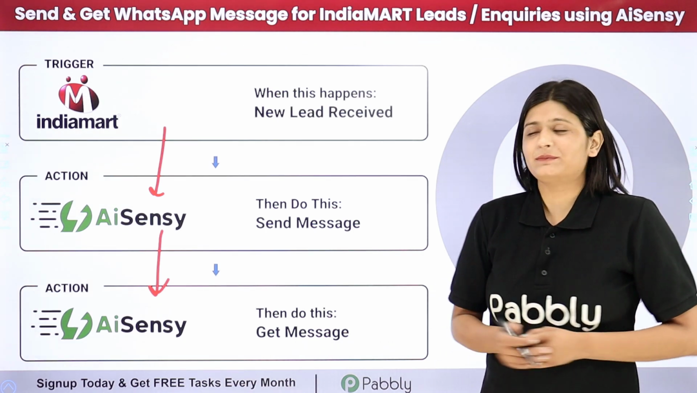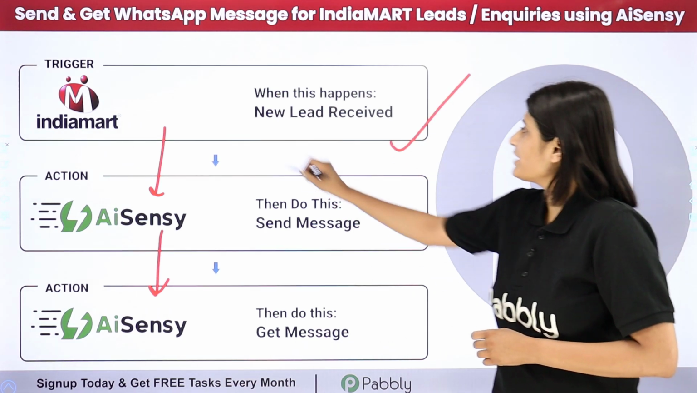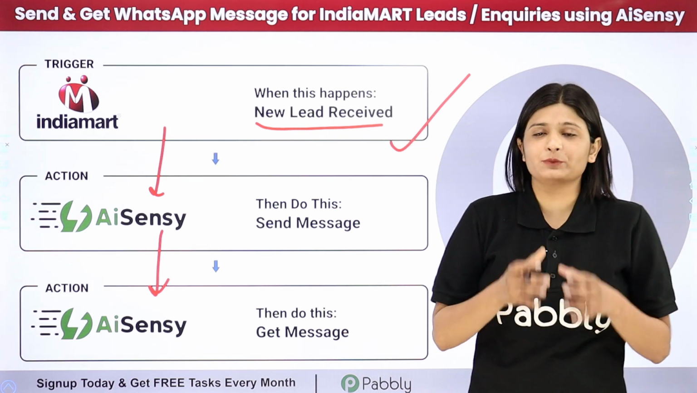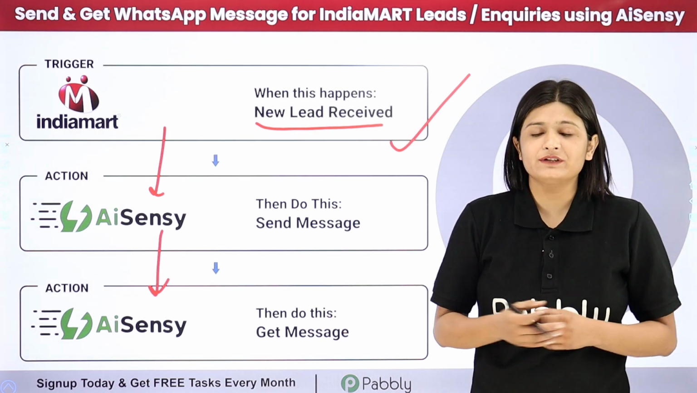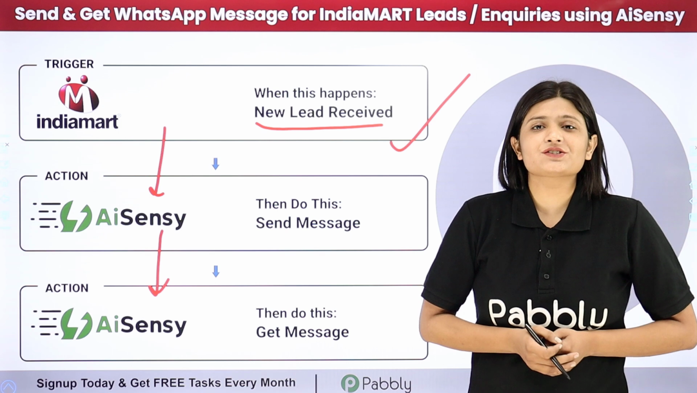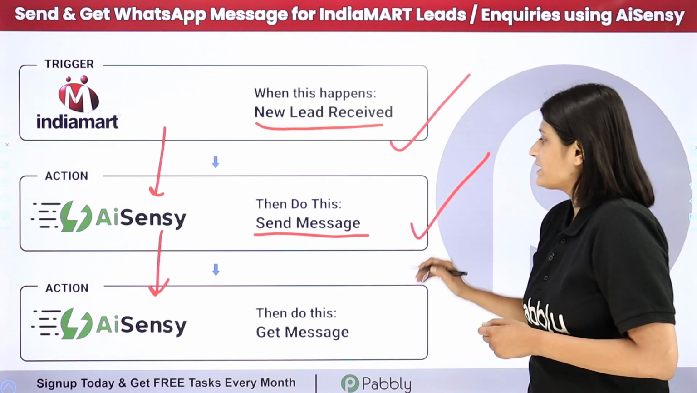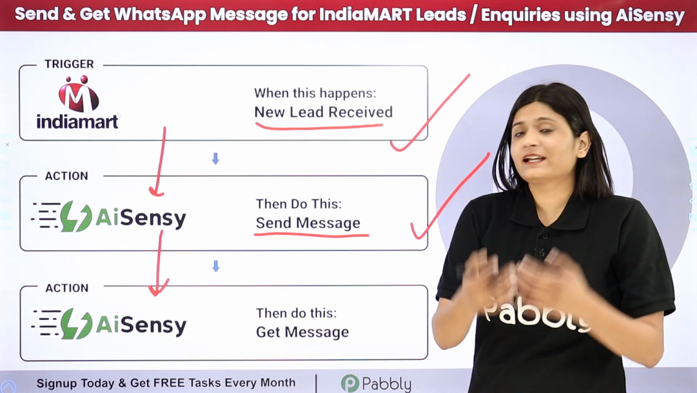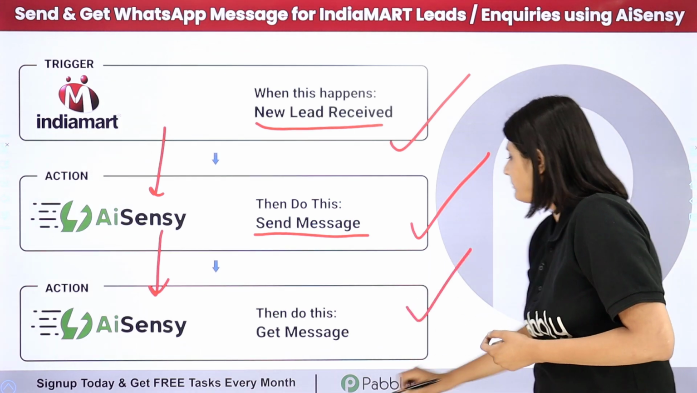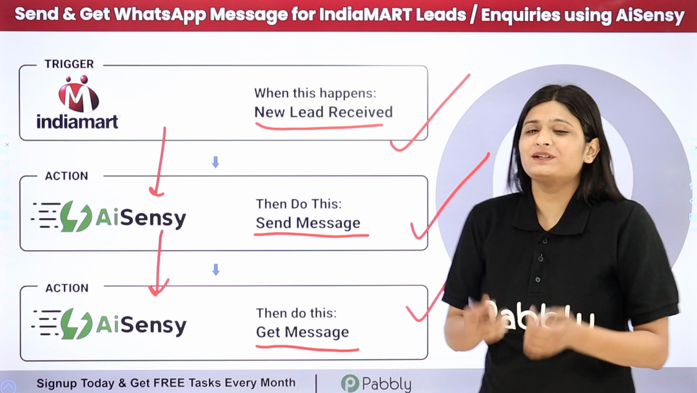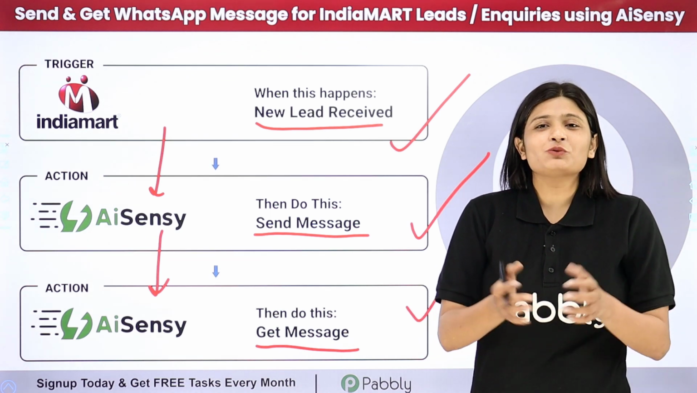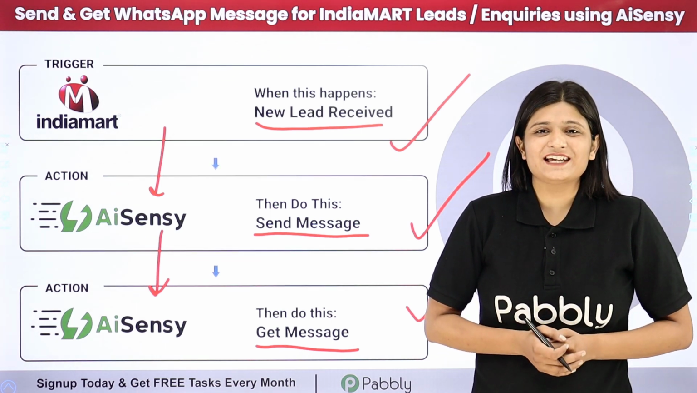Here, as my trigger application, I am going to take IndiaMART from where I will receive new lead and the inquiries, and this complete workflow here will get triggered. And then in my action application, I am going to take AiSensy, with the help of which I am going to send messages to my leads. And then again AiSensy, with the help of which I am going to get the WhatsApp message giving me the details of the leads.